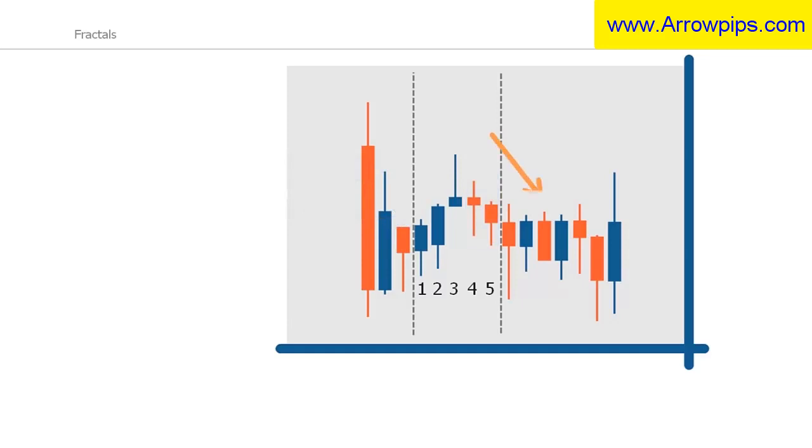This pattern is common and signals that the sellers are in control, and so it is likely that the price will reverse to the downside. When it forms, your trading software will plot a fractal above the highest high.